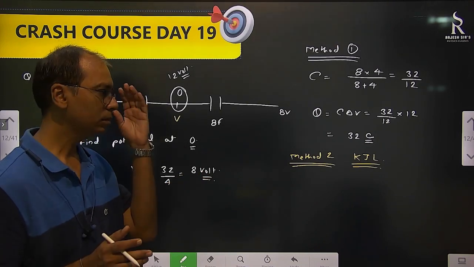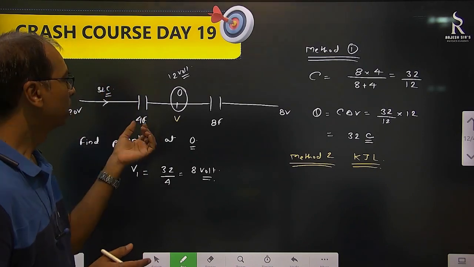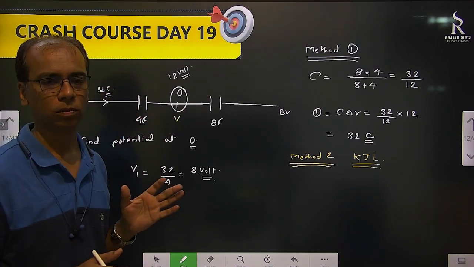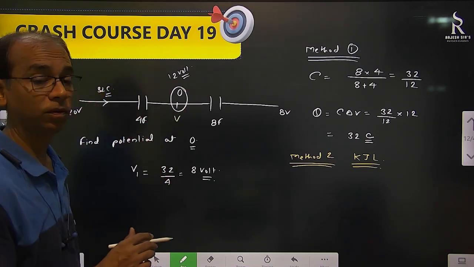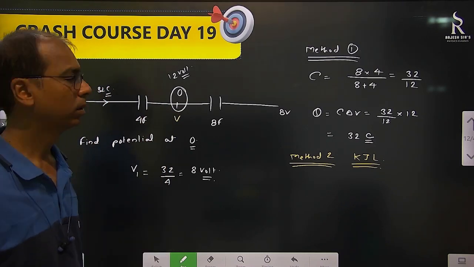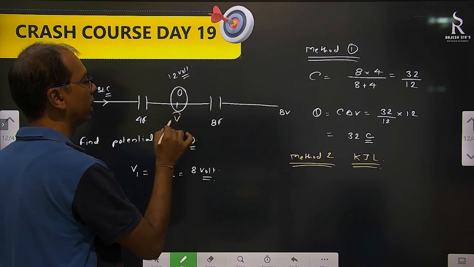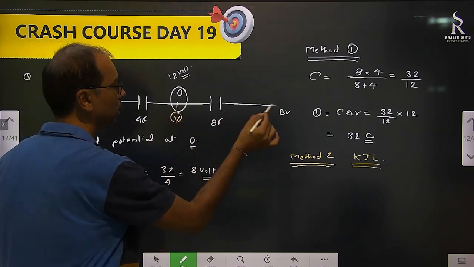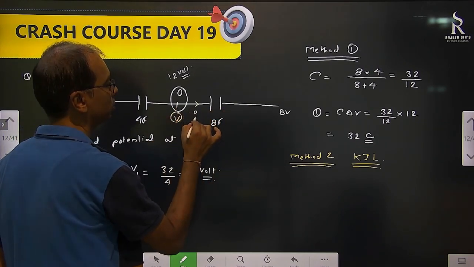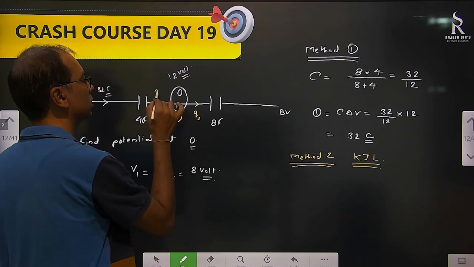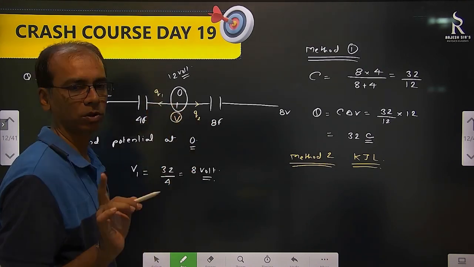What we are going to do here? The sum of all currents is 0 in this one, or the sum of all the charges is 0. So we will consider this on the higher side. Here some charge will go, let's say Q2, and here some charge will go, that is Q1. Q1 plus Q2 equal to 0, I am going to do.